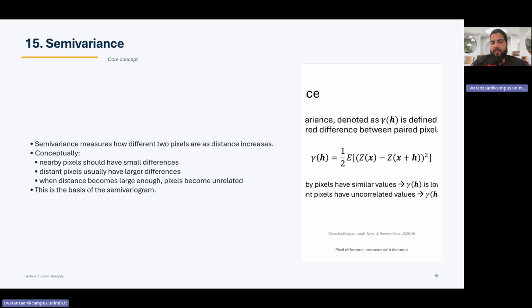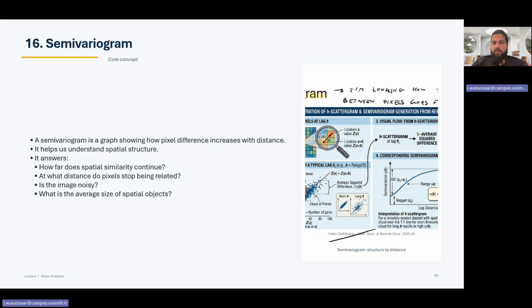Because as the distance is increasing, there is a chance of having multiple pixel values. The multiple pixel values can change the variance between the pixels. So when the distance becomes large enough, pixels become unrelated. And that's exactly what we are looking into, because that's why one global mean is not ideal in all cases. And this is the basis of the semivariogram. So from here, initially we discussed the need, then semivariance. Now, based on these things, we are drafting or creating the semivariogram graph.